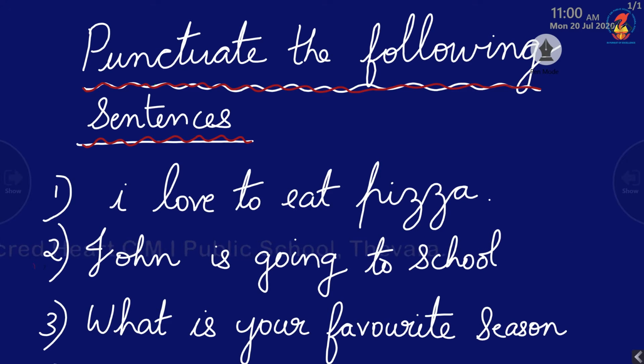I love to eat pizza. Is this line correct? Yes or no? No. Why? Because it started with a small i. So make it a big I. Cancel this in your worksheet and write a big I there, like this: I love to eat pizza. Now you do it yourself. Cut the small i in your worksheet and make it a big I.